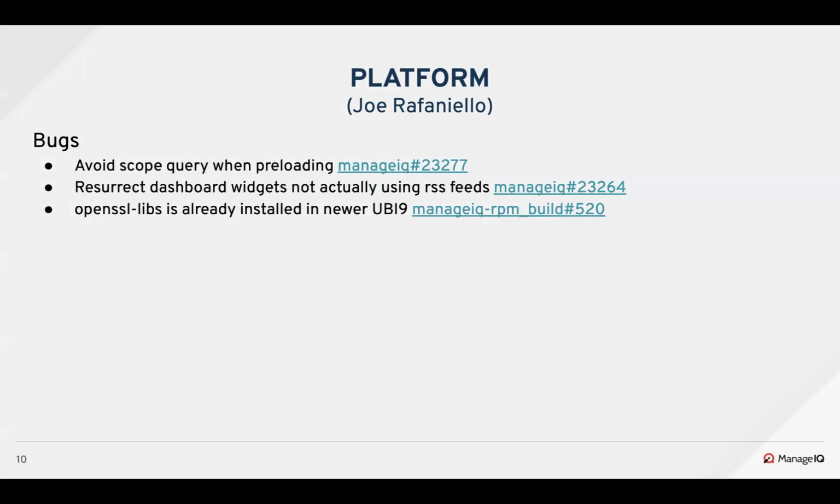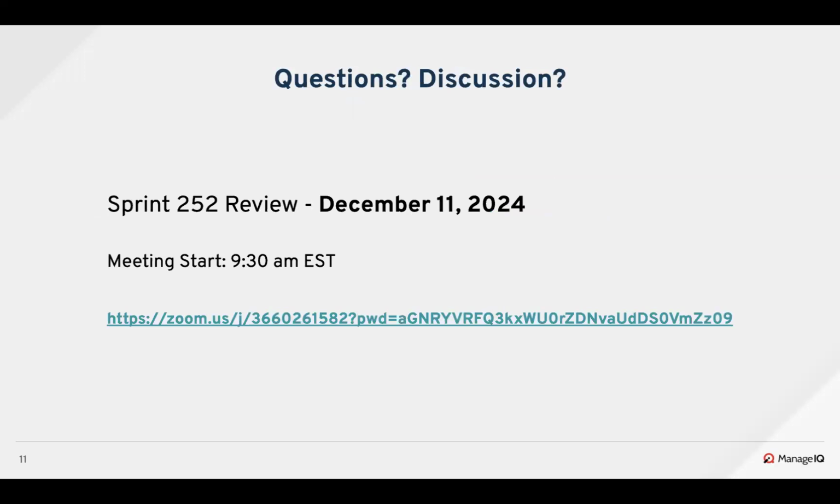For platform bugs this sprint, Keenan fixed the performance regression bug where a preloading scope was being sent as a query without a where clause. Next, I brought back a missing set of dashboard widgets with a name that include RSS, but they weren't actually RSS feeds, since RSS feeds were removed. But in this case, these reports were not RSS feeds, so we resurrected them. Next, Brandon deleted the OpenSSL libs RPM as a dependency in RPM build, as it's already installed in the UBI 9 system. Next slide. And that's for our Sprint 251 review.